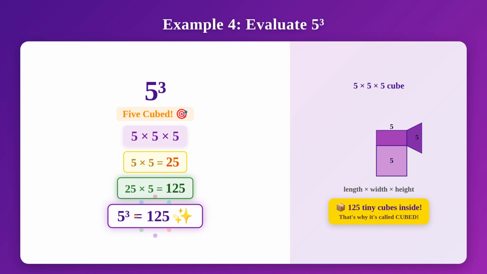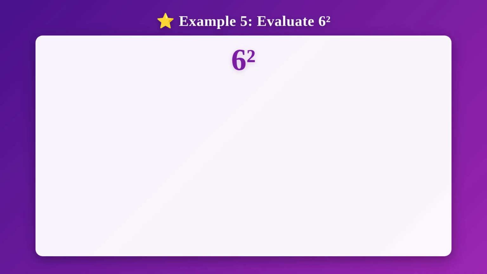Here's a fun fact. Perfect cubes get their name because if you build a cube that's 5 units on every side, length, width, and height all equal to 5, the total number of tiny unit cubes inside is exactly 125. That's why it's called cubed. Geometry and algebra working together. How cool is that?